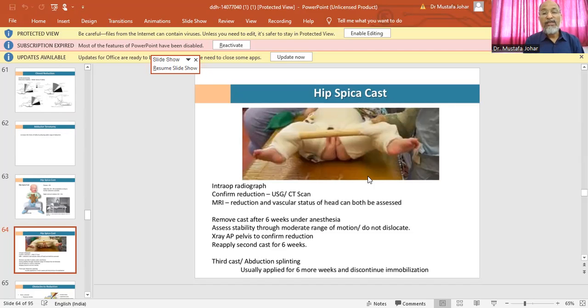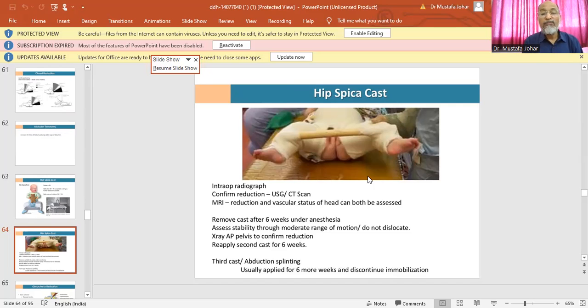Then you have to remove the cast after 6 weeks under anesthesia, assess the stability through a moderate range of motion, and do not try to dislocate the already reduced hip joint.